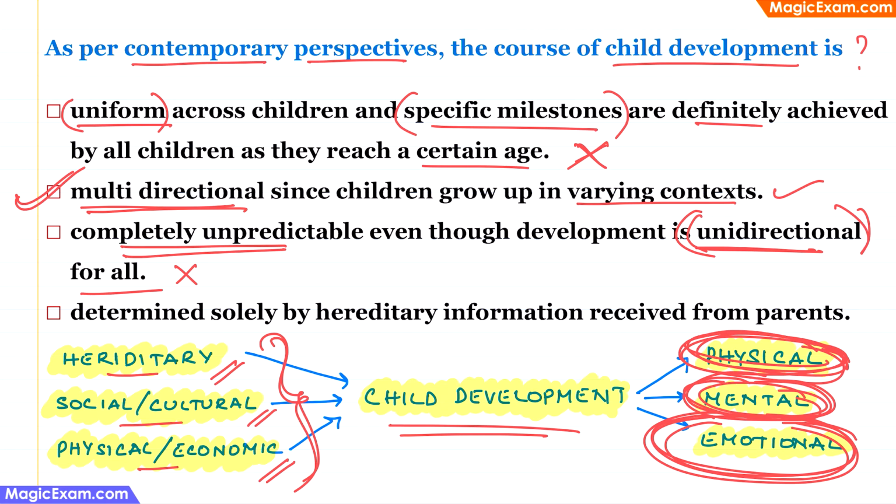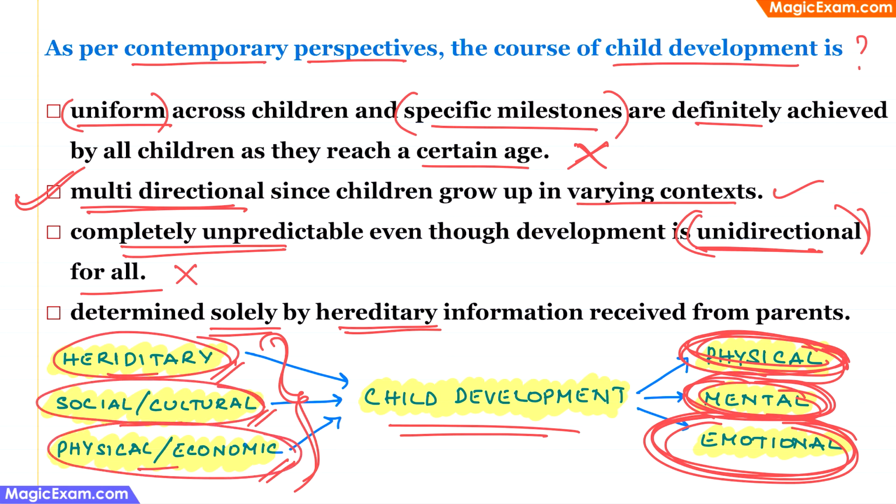And the last one is determined solely or determined only by hereditary information received from the parents. This is incorrect because the child's development happens not only because of hereditary factors, but also because of social and cultural factors, physical and economic factors. Therefore, this also is an incorrect statement.